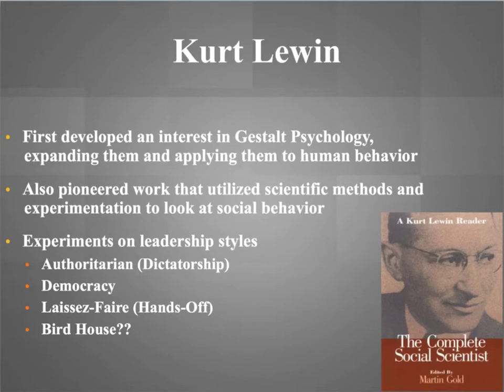In the authoritarian group, the boys were assigned specific tasks in the building of the birdhouse. For example, one boy would cut the wood, another would nail the pieces together, and another would sand the wood, and so on and so forth. The boys were even given specific instructions on how to carry out their respective tasks. They were then heavily monitored by the authoritarian, Kurt Lewin.